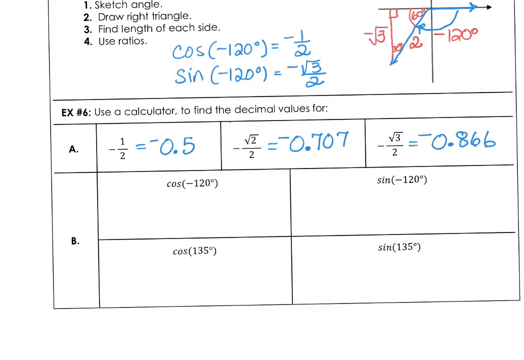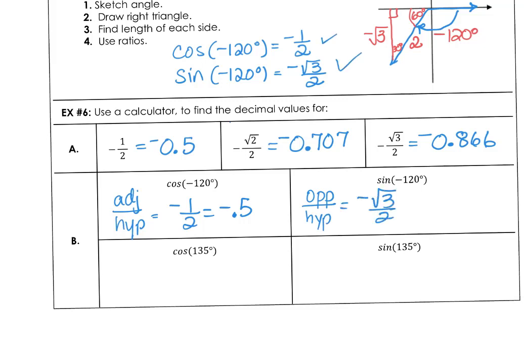And cosine of -120, that's adjacent to hypotenuse. In the triangle above, we said that was -1/2, so our decimal is -0.5. Sine of -120 is opposite to hypotenuse. That's negative radical 3/2, which we already did up here, or negative 0.866.